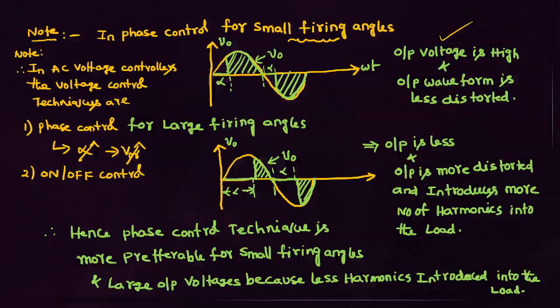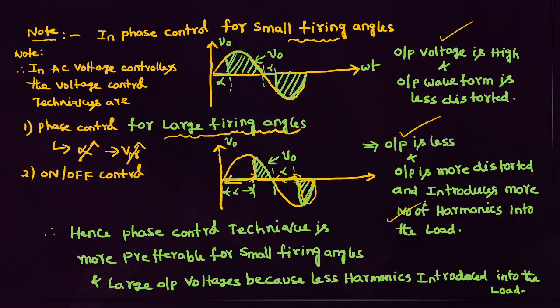If you use large firing angles, if you increase the firing angle to a very large value, I am getting the output like this, friends. This is a more distorted waveform. If it is a more distorted waveform, it introduces more harmonics into the load. That is the problem for large firing angles. In a phase control technique, with large firing angles, the output is more distorted and introduces more harmonics into the load.